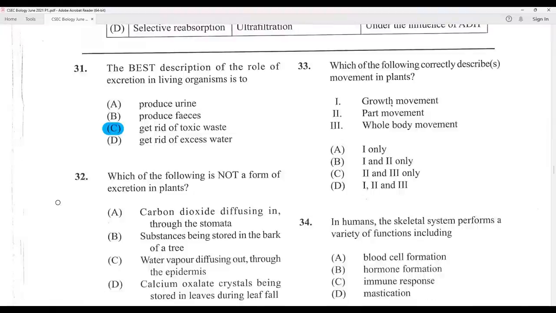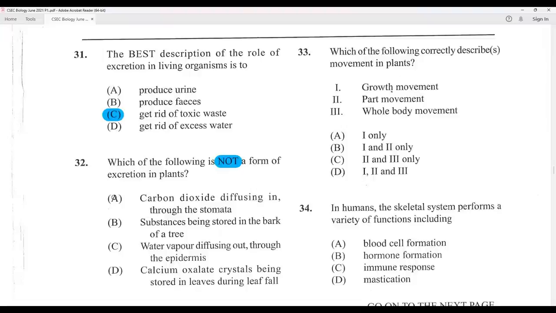Question 32. Which of the following is not a form of excretion in plants? Once you read it, you would see water vapor diffusing out through the epidermis. That's not excretion. All the others are: carbon dioxide diffusing out through the stomata. Carbon dioxide is excretion for respiration.